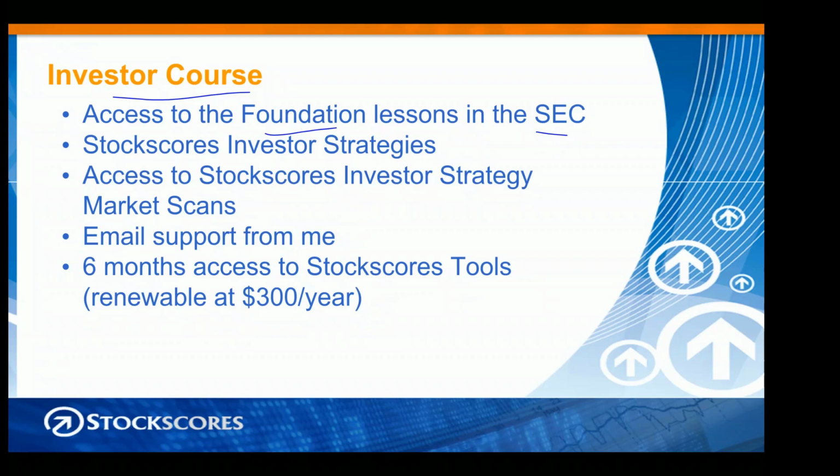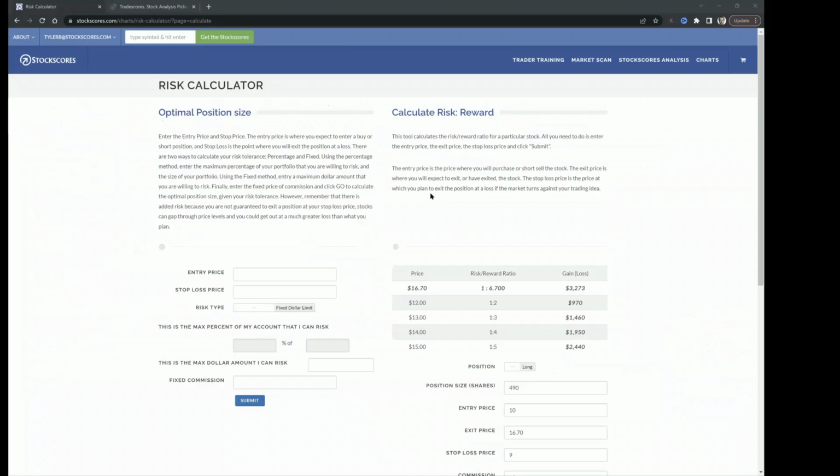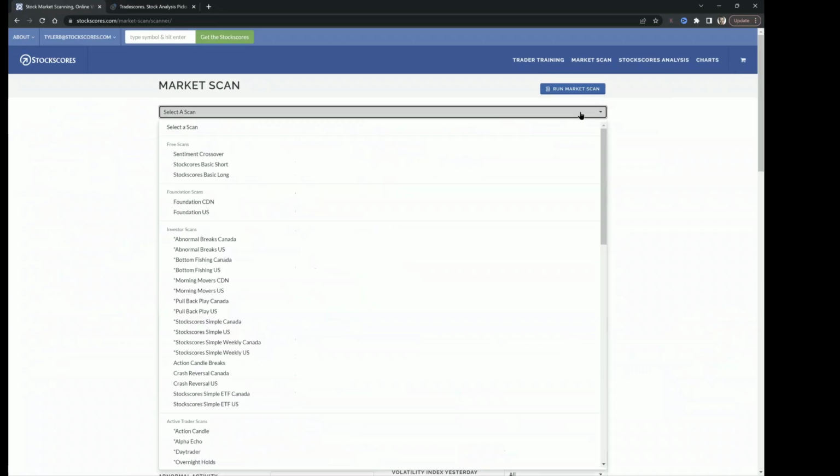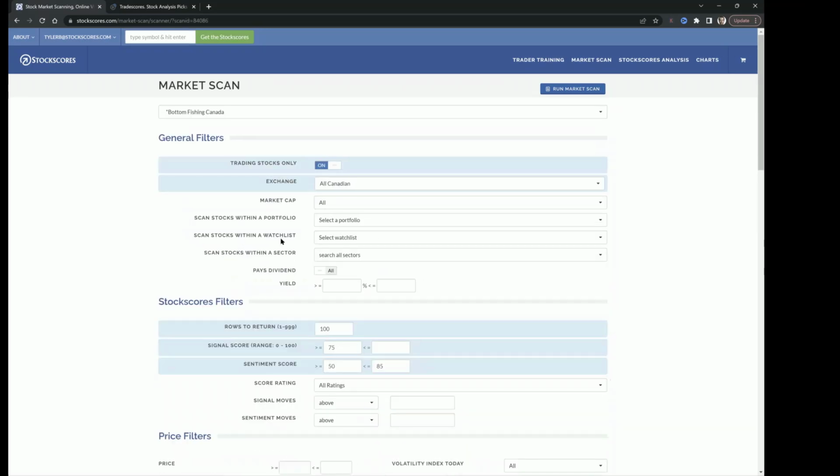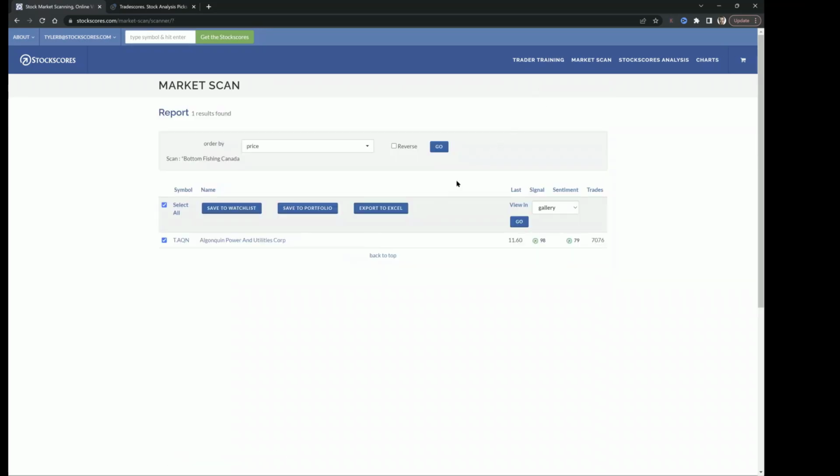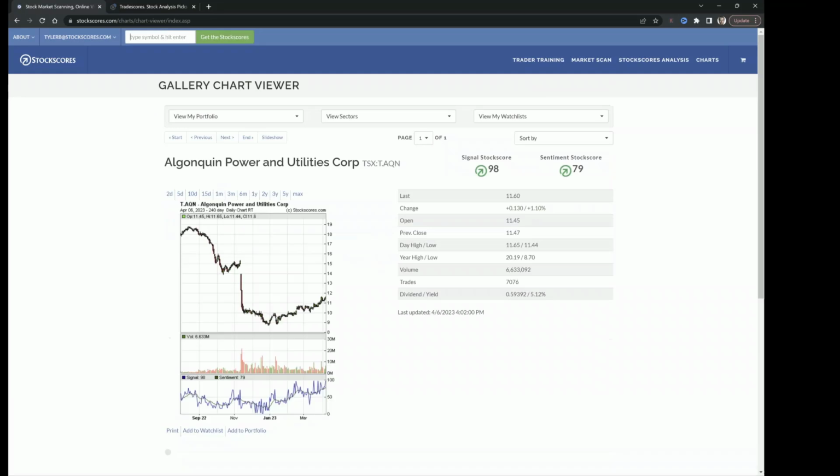It'll give you access to the investor strategies, the investor strategy market scans. Let me just show you those. So I'm going to jump back into Stockscores. We're going to go market scan, and I'm going to select any of these. All of these are the investor scans. So if I wanted to run the bottom fishing strategy on the Canadian market, click that, run the market scan. Found one stock today. Markets were pretty quiet today because of the long weekend.